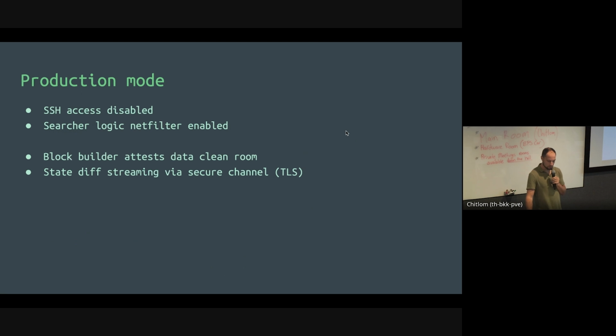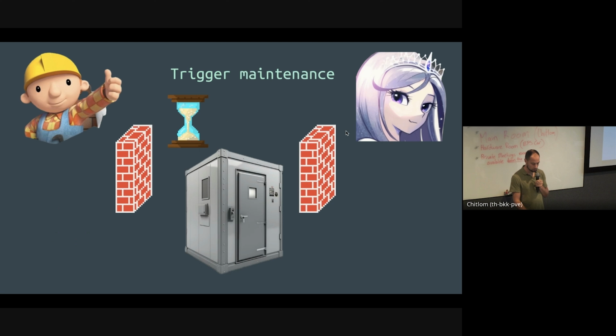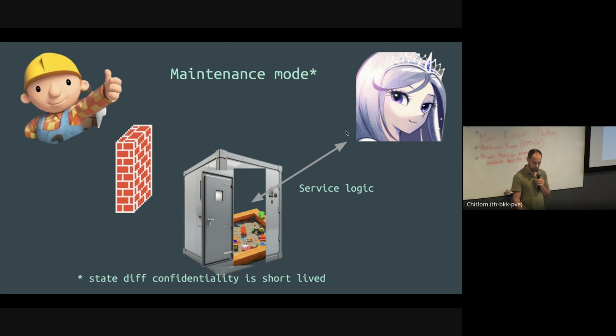Production mode, what happens? SSH access is disabled. The searcher logic net filter is enabled, so the searcher logic can't exit anymore, except to the block builder. And then as the next step, the block builder attests the data clean room, and only then will send the state diff via, again, a secure channel. We can also trigger maintenance, which means we're going to block everything again, keep the state diff streaming blocked, and then the searcher can access via SSH again and do some servicing of the logic.